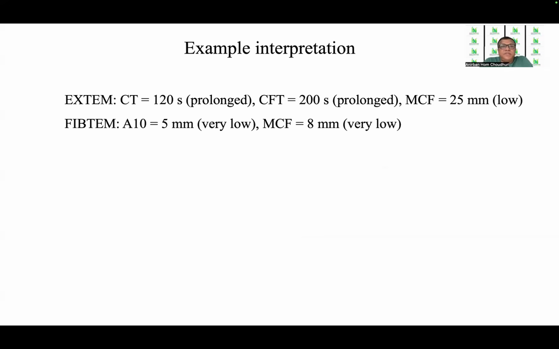Let us see one more example. EXTEM CT is 120 seconds, which is prolonged. CFT is 200 seconds, which is also prolonged. MCF is 25 millimeters, which is low. FIBTEM A10 is 5 millimeters, which is very low. The FIBTEM MCF is also very low.